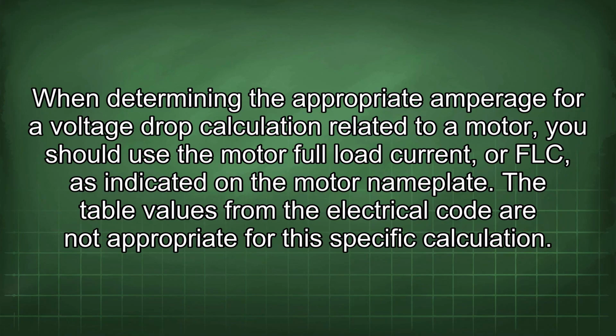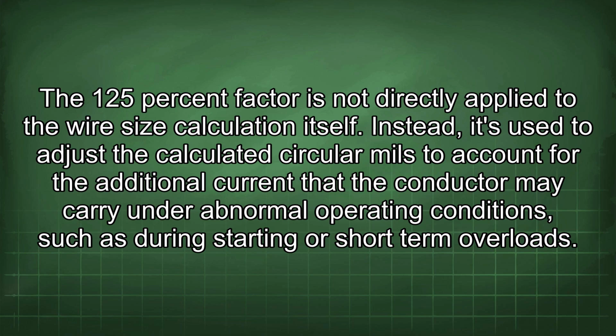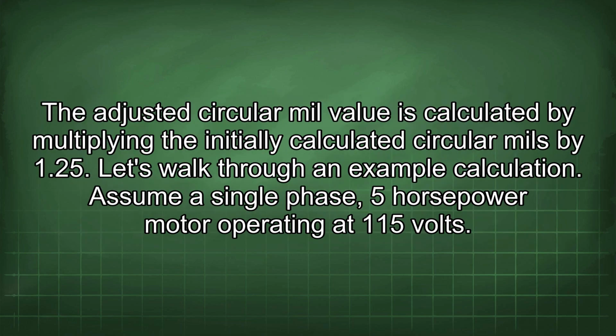When determining the appropriate amperage for a voltage drop calculation related to a motor, you should use the motor full load current, or FLC, as indicated on the motor nameplate. The table values from the electrical code are not appropriate for this specific calculation. The 125% factor is not directly applied to the wire size calculation itself. Instead, it's used to adjust the calculated circular mils to account for the additional current that the conductor may carry under abnormal operating conditions, such as during starting or short-term overloads. The adjusted circular mil value is calculated by multiplying the initially calculated circular mils by 1.25.